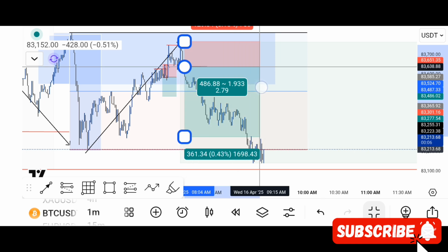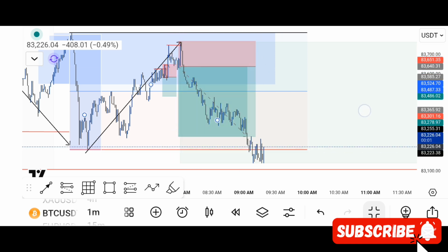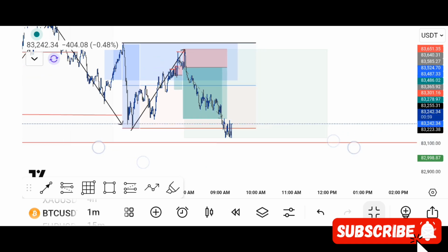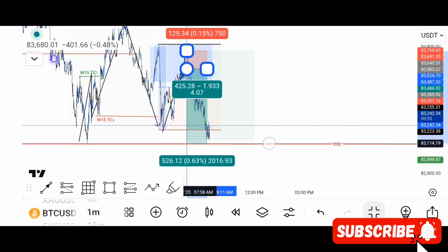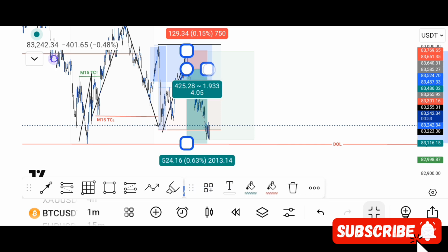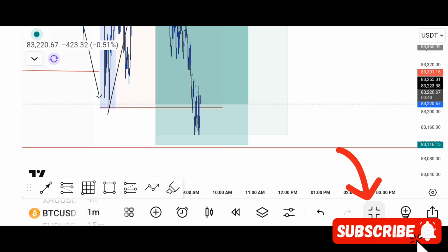As you can see, price hit TP in a matter of minutes. But you can see my draw on liquidity is where? This point. So let's see if it gets taken out. But for now, you can see that we are close to the draw on liquidity, just a few pips from it.